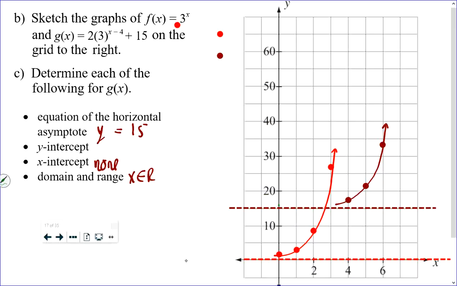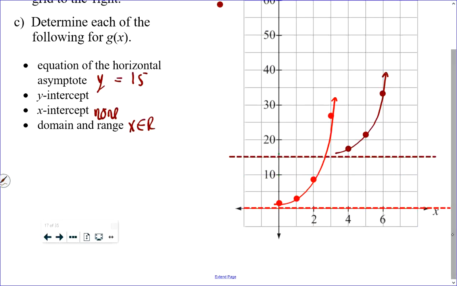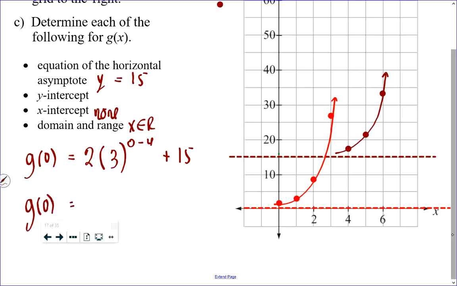But how do we algebraically find a y-intercept? We take the function, and we replace x with 0. So it was 2 multiplied by 3 raised to the 0 minus 4 plus 15. Go ahead and use your calculator for me, please. I can't do this in my head. We want a fractional answer. Melanie's on it. She's going to tell us.